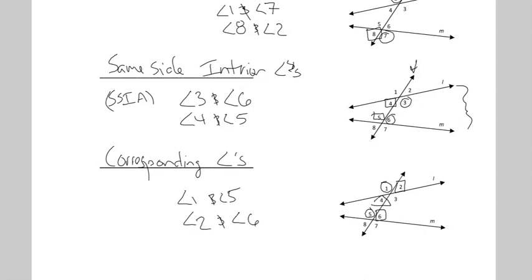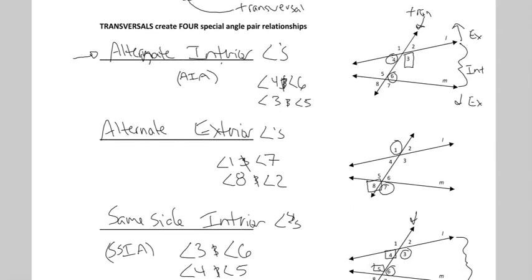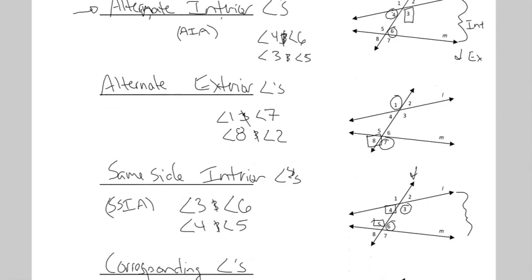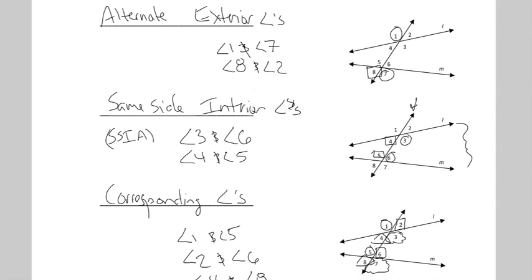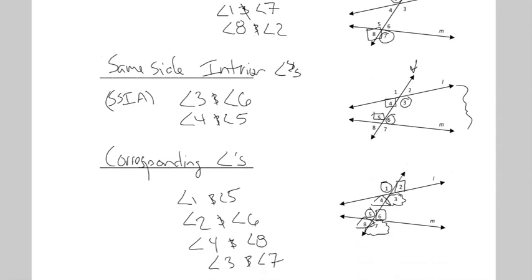But angle 4, bottom left. What's bottom left on the other one? Angle 8. And let's do angle 3. Bottom right. What's the bottom right on the other one? Angle 7. You can call this CA, corresponding angles also. So we had alternate interior angles, switching side on the inside, alternate exterior, switching side on the outside, same side interior, same side on the interior, and corresponding, the same location, either top left, top right, or whatever it is. Hoping that's making sense.